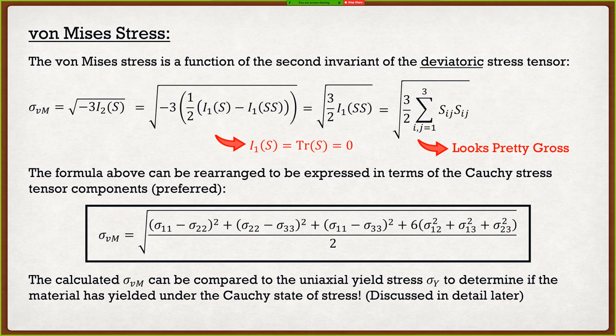We get a value of von Mises stress, and then all we have to do is compare the von Mises stress to our yield stress to determine if yielding has occurred or not. All right, so it makes it really, really easy in that sense.